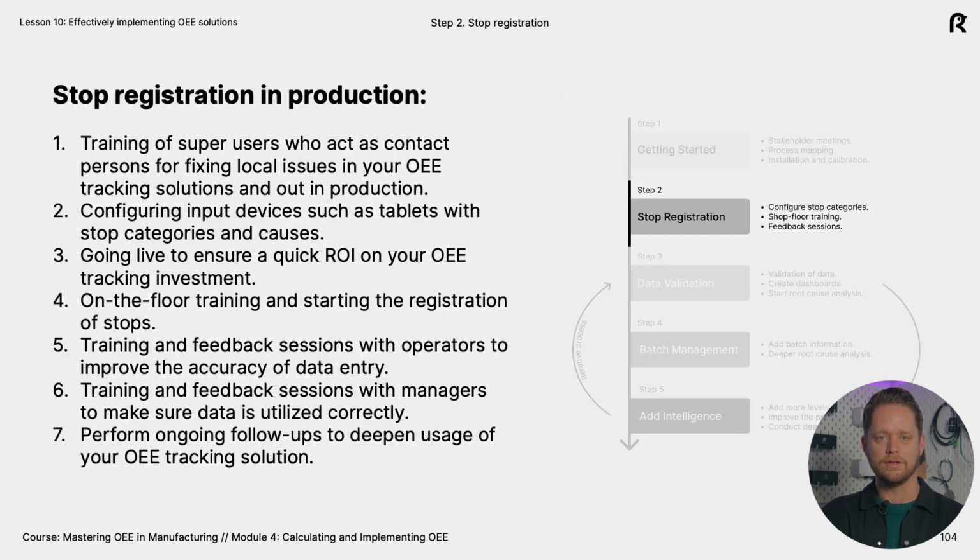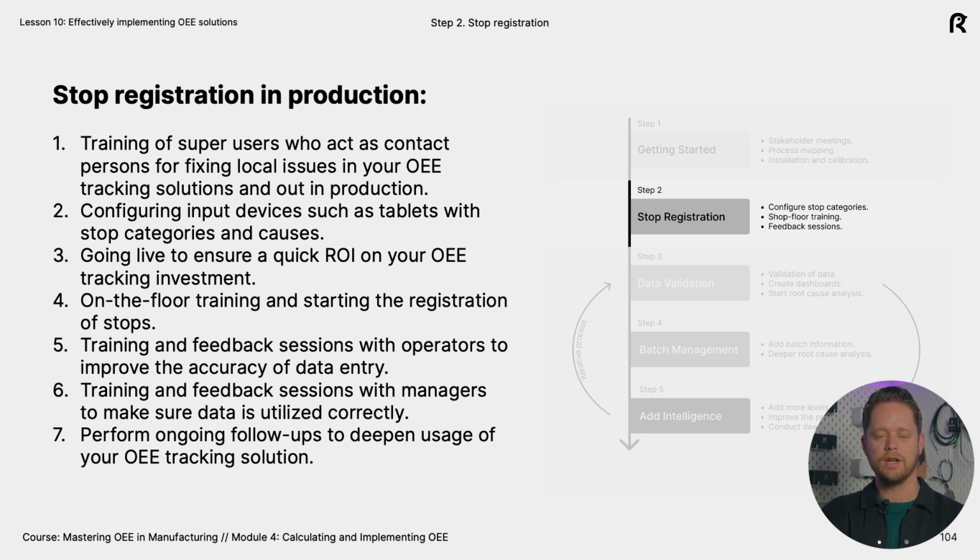Here's an example of a good process for kicking off stop registration in production. Step 1 is the training of super users. They act as a contact person for fixing local issues in your OEE tracking solutions and out in production. Step 2 is configuring input devices, such as tablets with stop categories and causes. Step 3 is going live, to ensure you have quick ROI on your OEE tracking investment. Step 4 is on-the-floor training and starting the registration of stops. Step 5 is training and feedback sessions with operators to improve the accuracy of data entry.